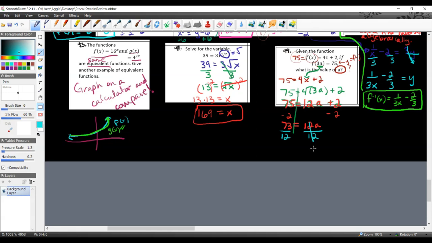Okay, and I think the one in your test is a perfect number, but if not, you have a calculator, you can just plug it in. So 73 divided by 12 is going to be approximately 6.08. That's it. So a is equal to 6.08.